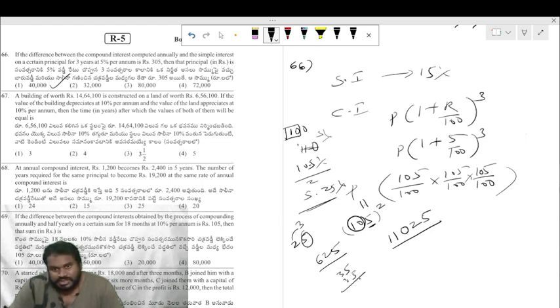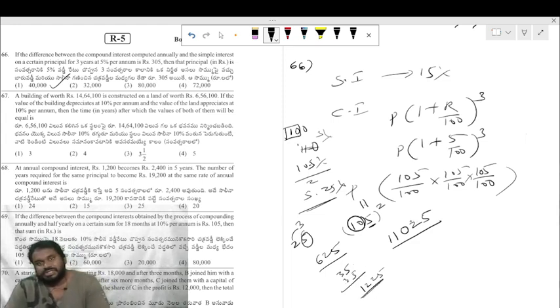So 35 is there. 5 squared is 25, and 3 you add 1 to 3, 4. 4 into 3 is 12, 1225 squared. I'll tell you those things in the charts when I'm teaching percentages and numbers. Okay.